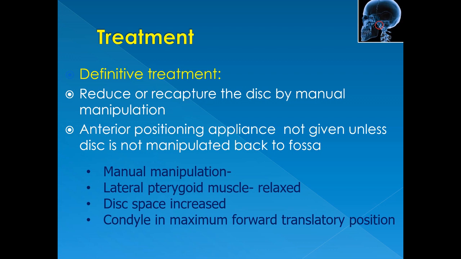The third factor is that the condyle must be in the maximum forward translatory position. The only structure that actively reduces an anteriorly dislocated disc is the superior retrodiscal lamina. So if this tissue has to be effective, then the condyle must be in the forwardmost position. We have discussed this retrodiscal lamina and the interarticular pressure in our previous session.